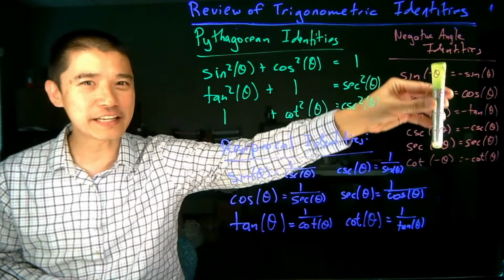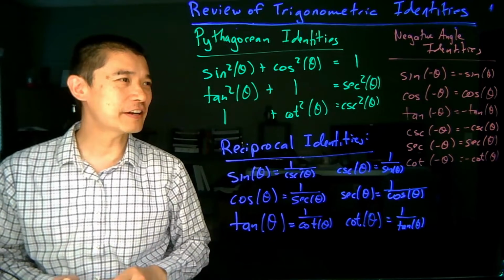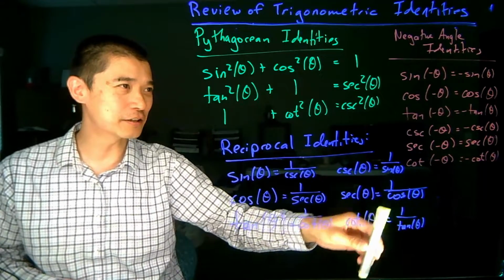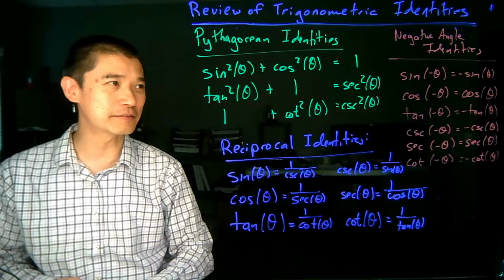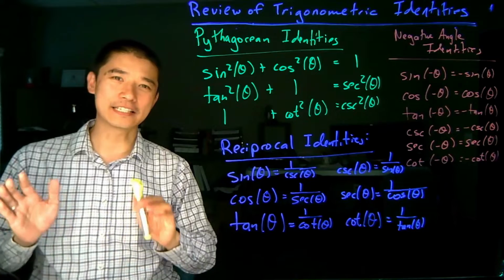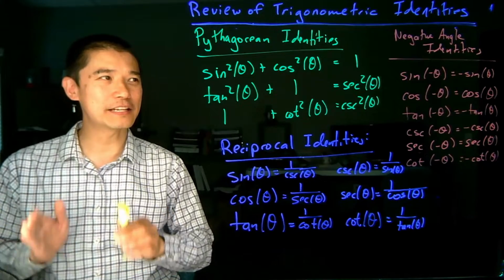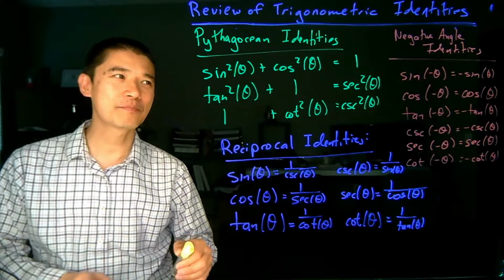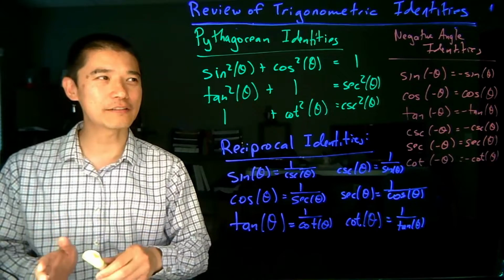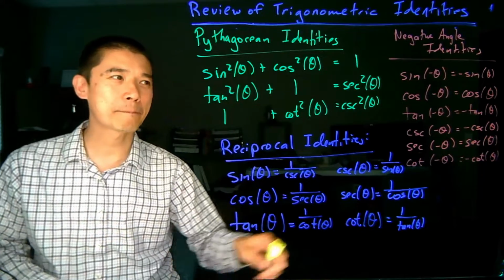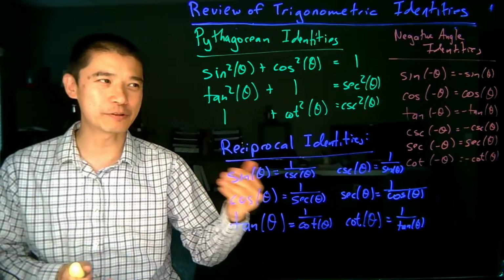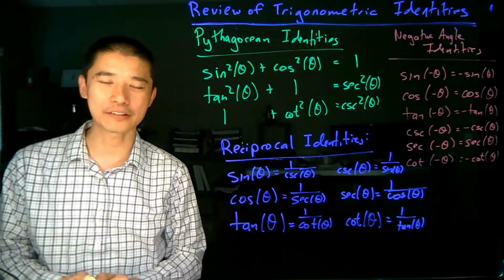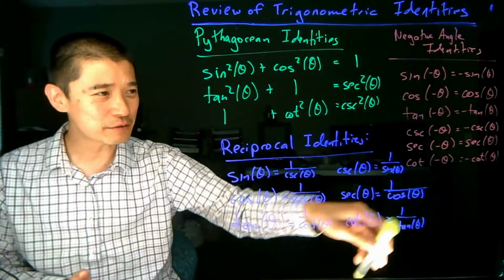Next, we have the negative angle identities. We've written all 6 out here, but they actually just stem from the first two, the sine theta and the cosine theta version. So sine theta is an odd function, which means that sine of negative theta is negative sine theta, and the cosine function is even. Cosine of negative theta equals cosine of theta. The rest of these can be derived from those by just writing down the relationships between these functions and the sine and cosine functions.